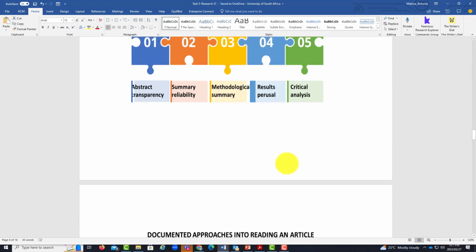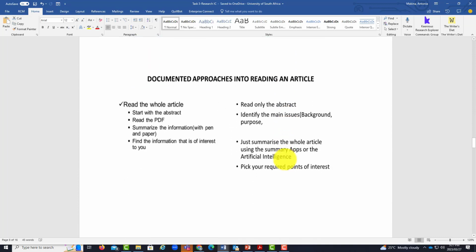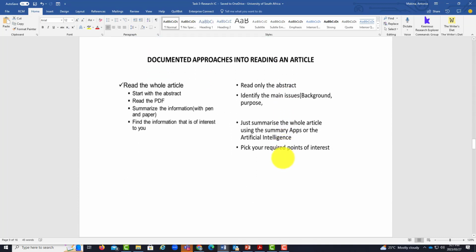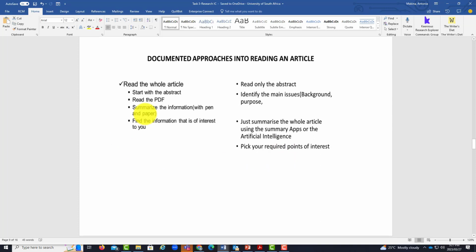Then I've got some documented approaches to reading an article. What I normally do is either I read the whole article. That's one way I can do it. Or start with the abstract, read the whole PDF, summarize the information with pen and paper, and find the information that is of interest to you. So you are reading the whole article, but you start with the abstract, do the abstract, then you read the whole PDF, and then you summarize that information.